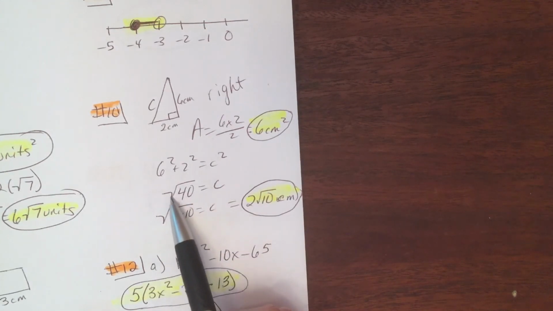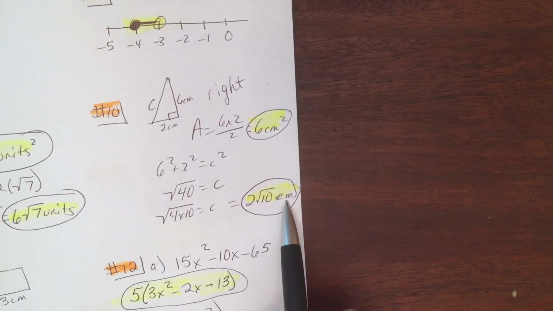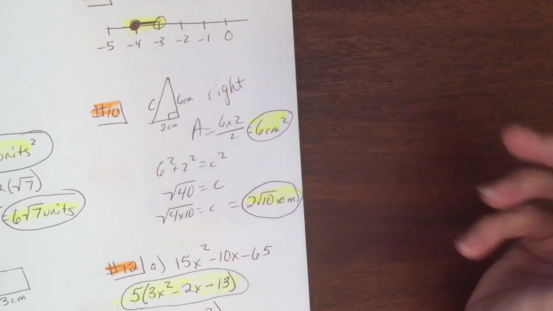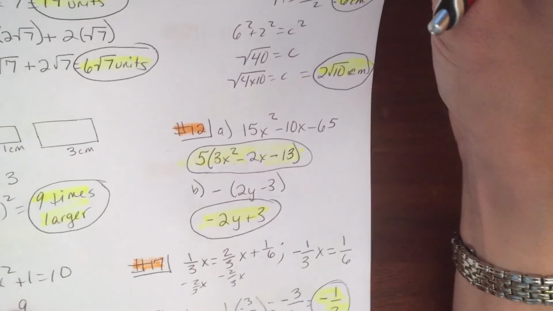Okay, so I broke the square root of 40 down into 4 times 10. That gives me a root of 2 to come out. 2 radical 10 centimeters for the length of the longest side. Remember, on a right triangle, the longest side is always the hypotenuse.